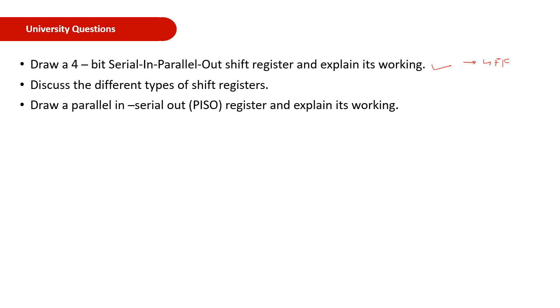Now this is also explained in the shift register video. You can watch that video to answer that question. The next one is: discuss different types of shift registers. There you have serial in, serial out; serial in, parallel out; parallel in, serial out; and parallel in, parallel out. So these 4 shift registers are there, and you have to explain briefly about these shift registers for that question.